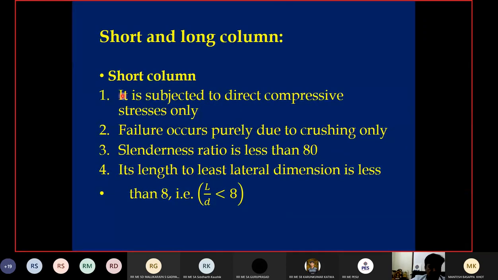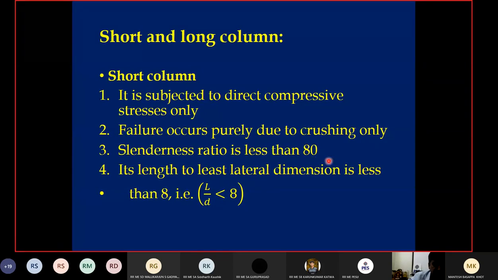Now, the short column is always subjected to direct compression stress only. That's the assumption, but it's also a valid assumption because the other things are insignificant. Failure occurs purely due to crushing. That's the most important failure that happens in the short column. That's why the strength has to dictate the design when it comes to short columns. If you see an earthquake resistant structure, or a structure that is more subjected to some type of impact load, you won't expect a short column, because there is no dissipation or ductility feature, and that could be crushing, a failure that sometimes you may not expect in certain situations. So failure occurs purely due to crushing.